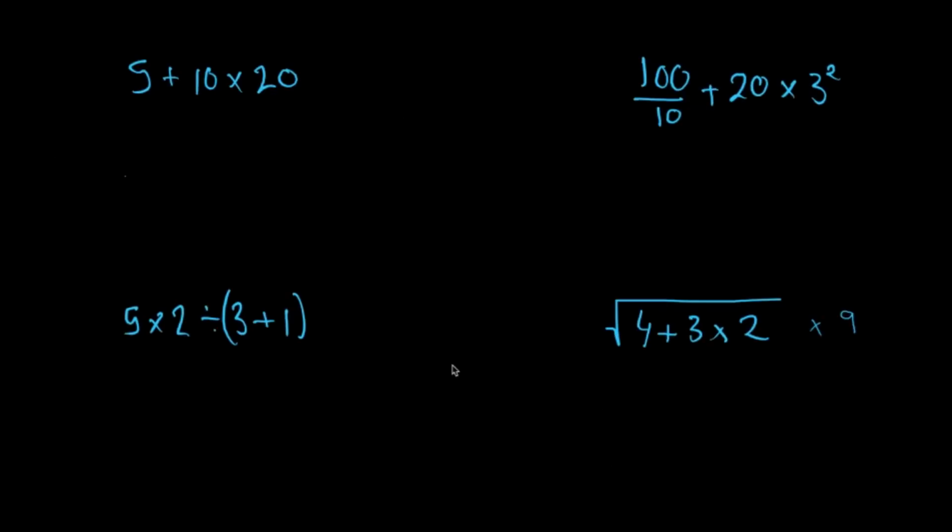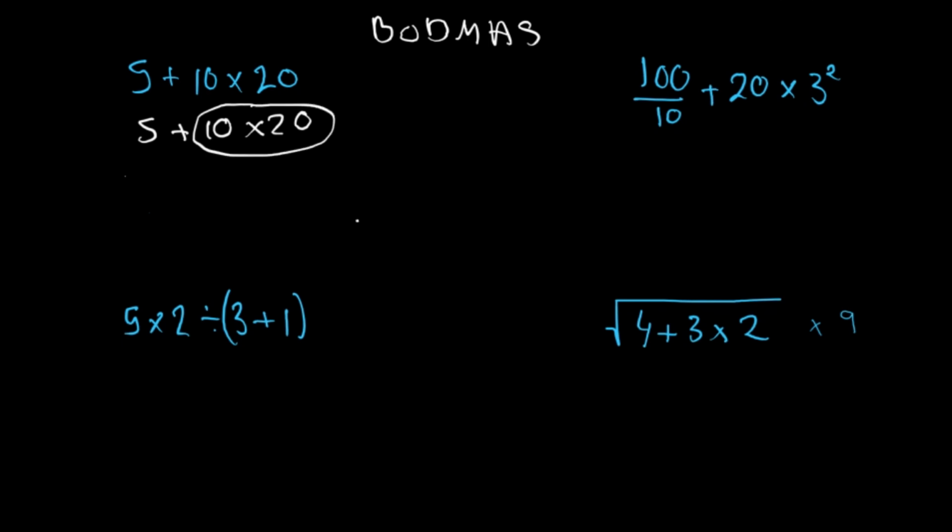Alright, so let's move on to some questions. 5 plus 10 times 20. There's addition and multiplication. According to BODMAS, let me just write down here. You do the multiplication first and then the addition. So 5 plus 10 times 20, you do the multiplication first, then it becomes 5 plus 200. And then you finish off: 205.